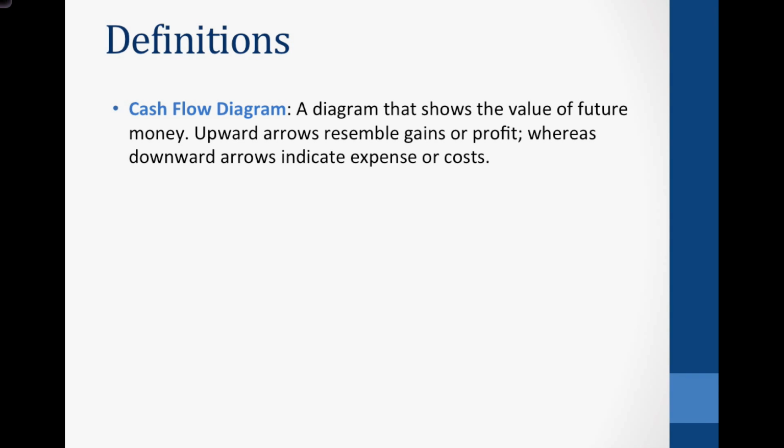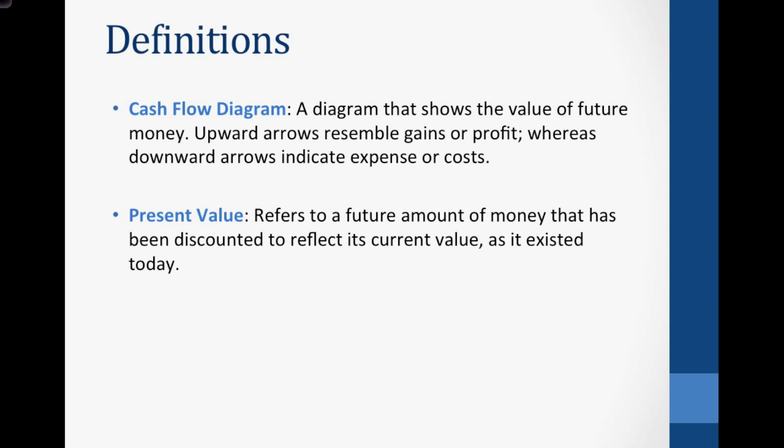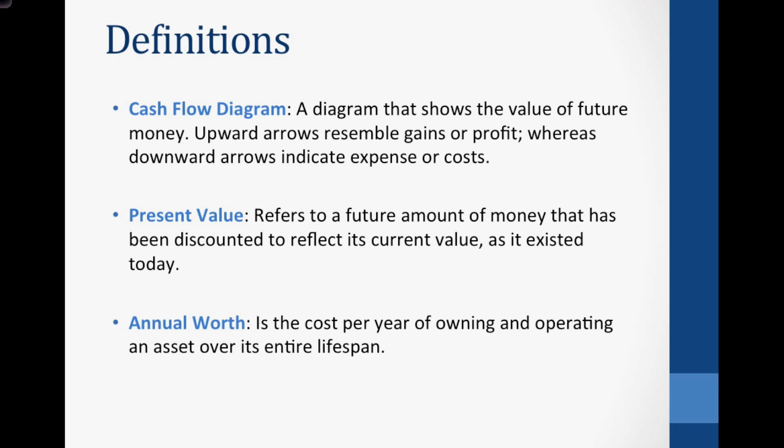A cash flow diagram shows the value of future money. Upward arrows resemble gains or profit, whereas downward arrows indicate an expense or cost. The present value refers to a future amount of money that has been discounted to reflect its current value, as if it existed today. The annual worth refers to a cost per year of owning and operating an asset over its entire lifetime. So let's get to the problem.